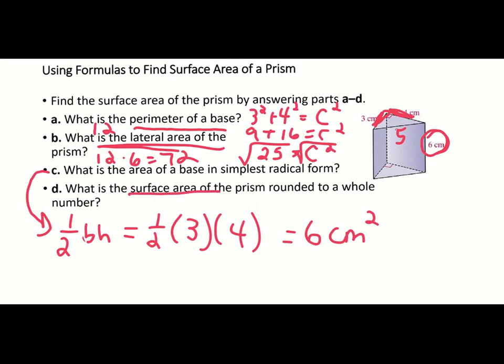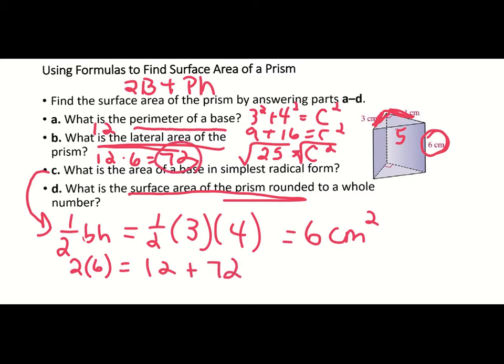So now to do surface area of the prism, I need to do 2 times my base plus my lateral area. So we're going to do 2 times 6, which is going to get us back to our 12. And then plus my lateral area, my 72. So that means the surface area of this triangular prism, if I add 12 plus 72 together, will give me 84 centimeters squared.